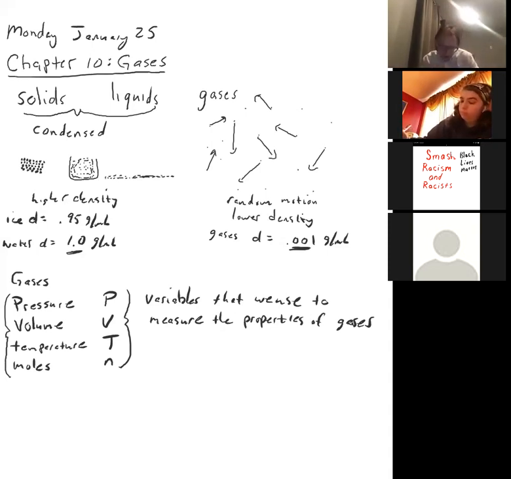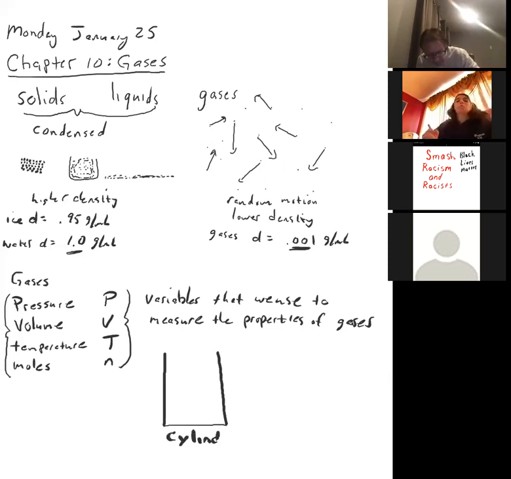So it's not a bad idea to kind of consider it this way. When you do any of these problems with gases, sort of your starting point is to draw a container, right? And the container typically is going to be a cylinder, right? So, you know, a coffee cup is a cylinder.